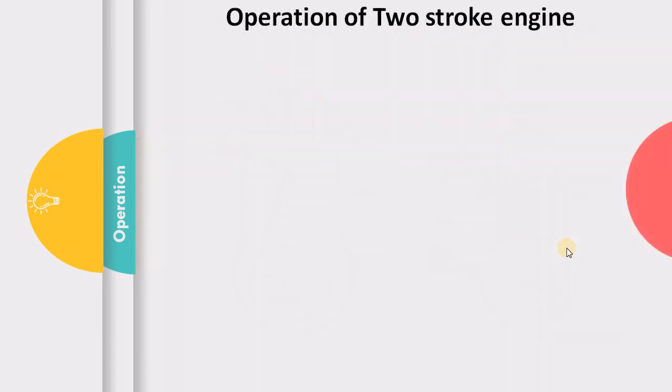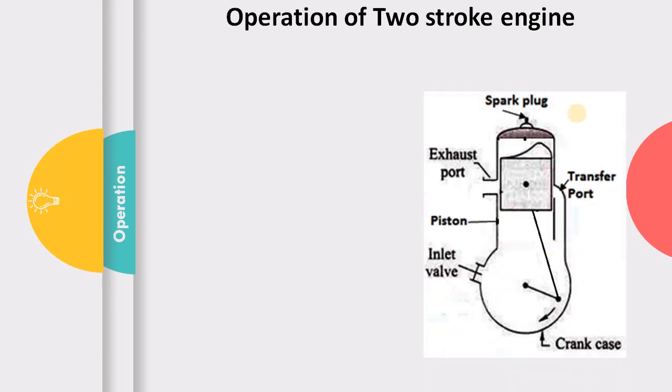Now let us move on to understand the operation of a two-stroke engine actually. So this is a two-stroke engine. We have here exhaust port, transfer port, and we have an inlet valve. Now let us see what is going to happen when the piston is moving from top dead center to bottom dead center. So the top dead center here and bottom dead center here. Now we are assuming that the piston is moving from top dead center to bottom dead center.